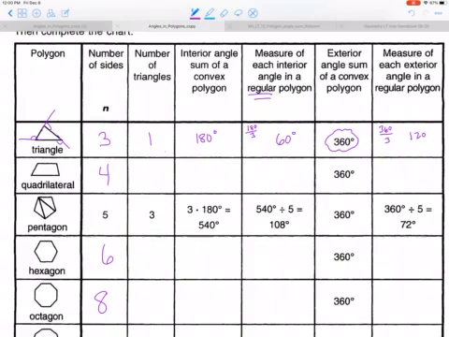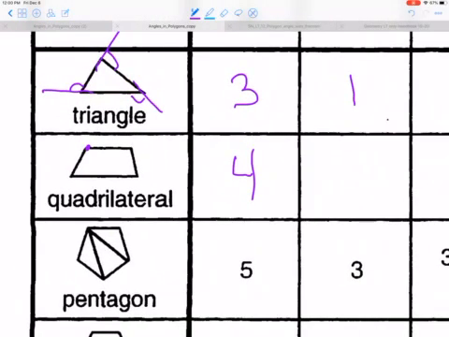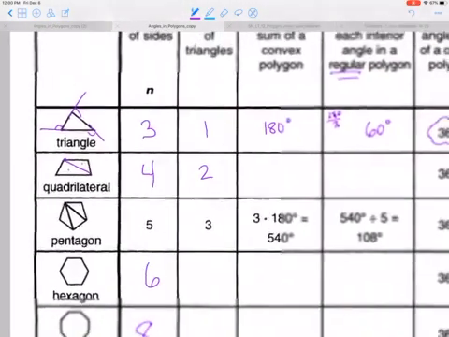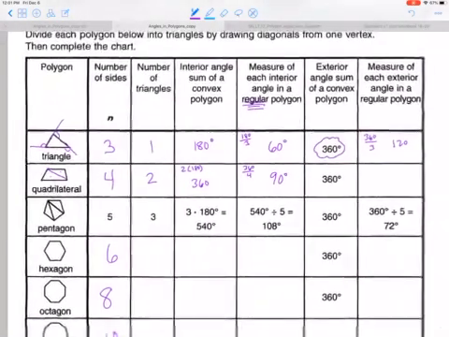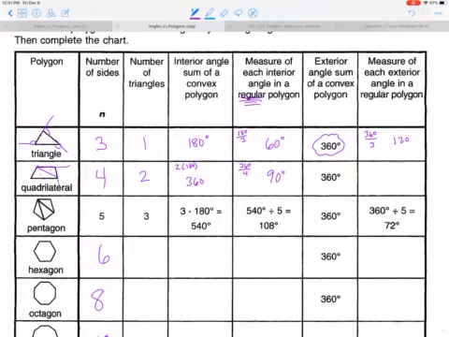For a quadrilateral, to find the number of triangles, you take one vertex and draw all the diagonals from that vertex, making sure it's not a side length. In drawing that diagonal, we get 2 triangles formed. Each of these 2 triangles adds up to be 180, so I would do 2 times 180 to get the sum of the interior angles: 360. Then I would do 360 divided by 4 to get one interior angle if it's a regular polygon, and that gives me 90. The exterior angles, if I were to extend the sides, would be 360 divided by 4, and I would get 90.